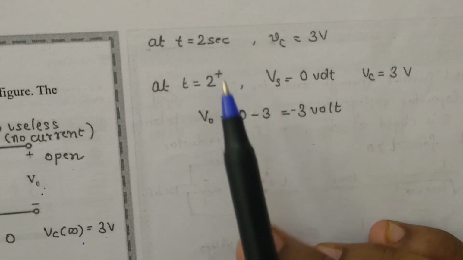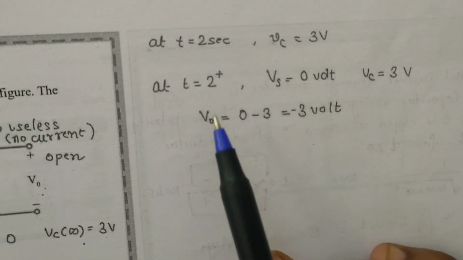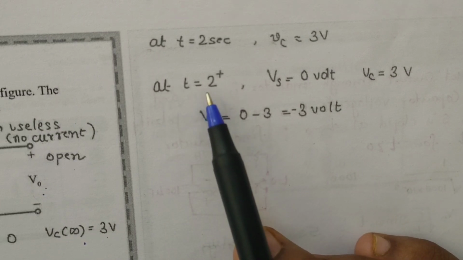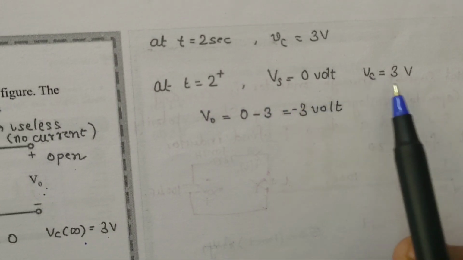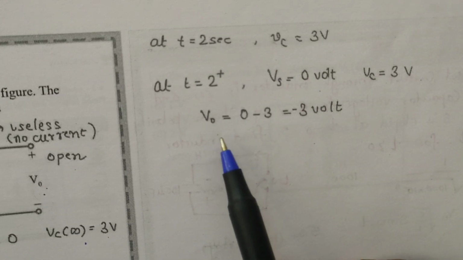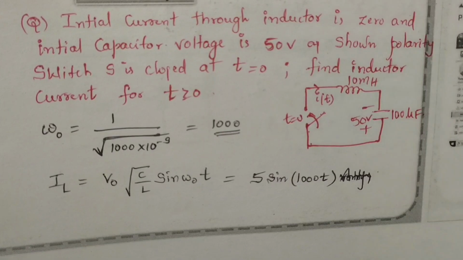At t is equal to 2 seconds, Vc you will get as 3 volts. At t is equal to 2 plus, just after 2, Vs is 0 volts, Vc is 3 volts, so output voltage is 0 minus 3 volts. You will get it as minus 3 volts.